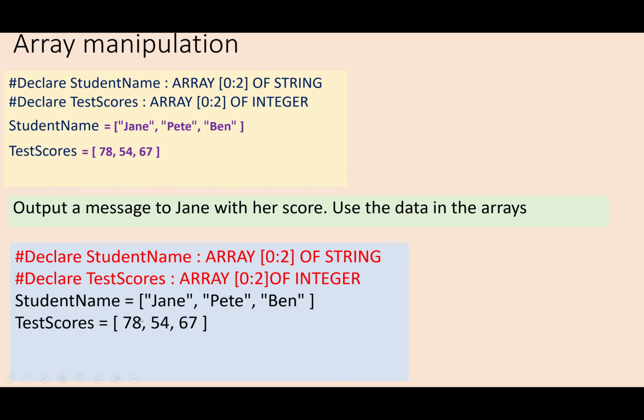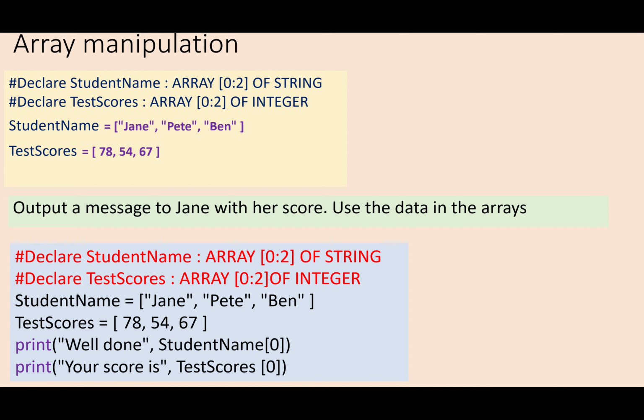So there's our two arrays. We want to print, well done, student name 0, that would give us Jane. And if you're unsure, see if you can use this line, pause the video, and use it to write out the next line to print out the score. Okay, let's have a look. So print your score is test score 0, and that will output the information we need.